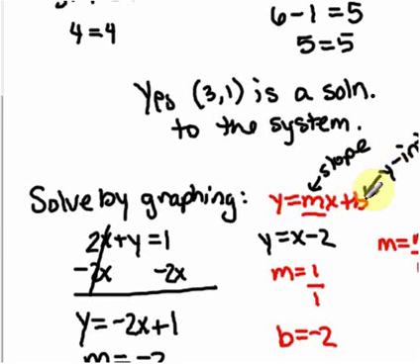So you place a dot on your b, and then you rise and run your slope. If the slope is negative, then the line will fall from left to right. If it's positive, it will rise from left to right.